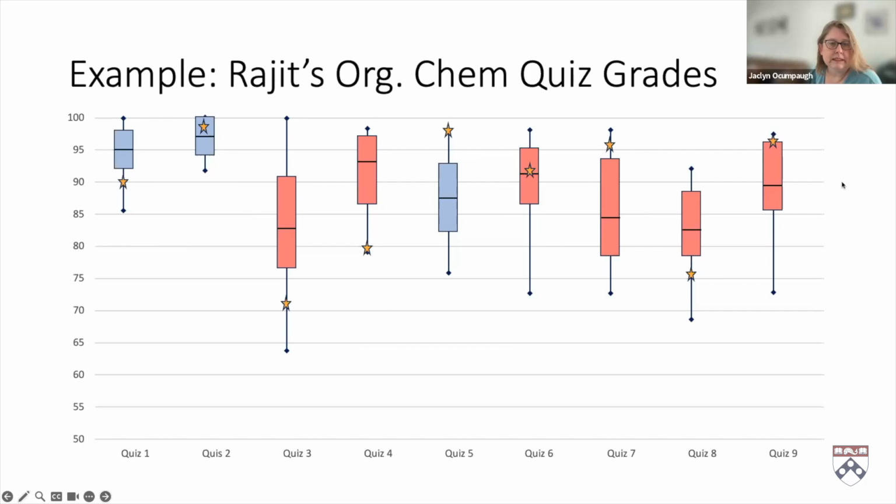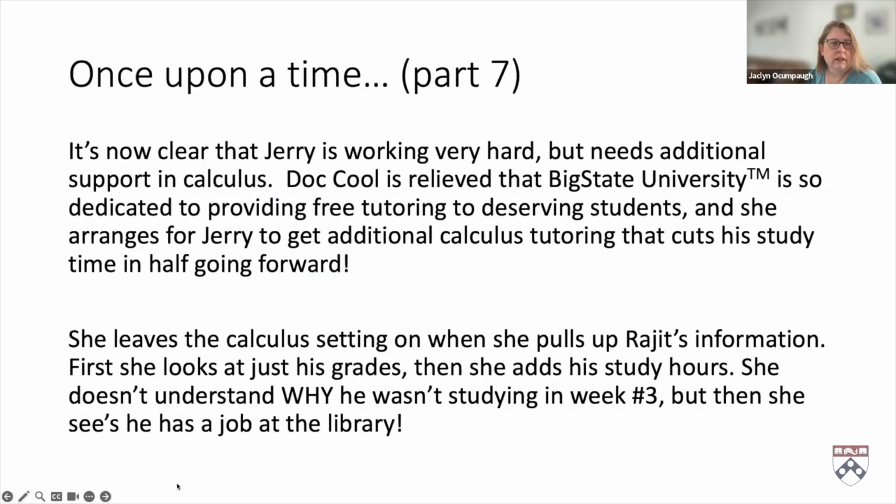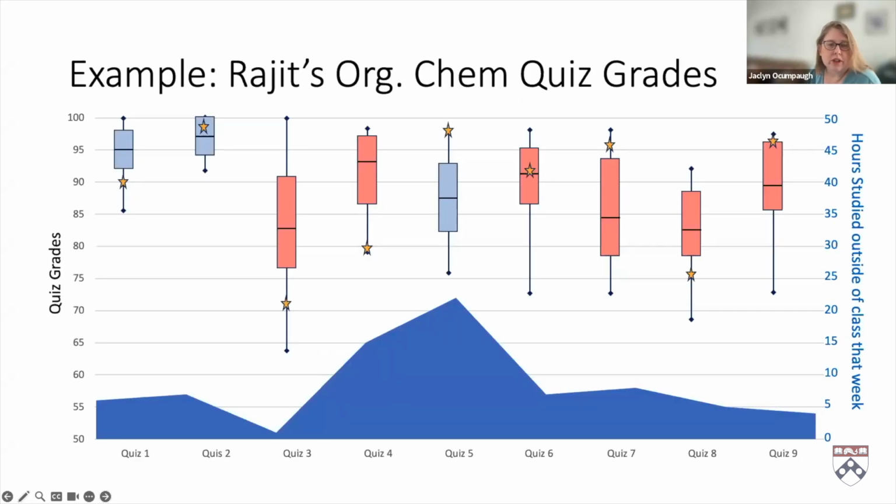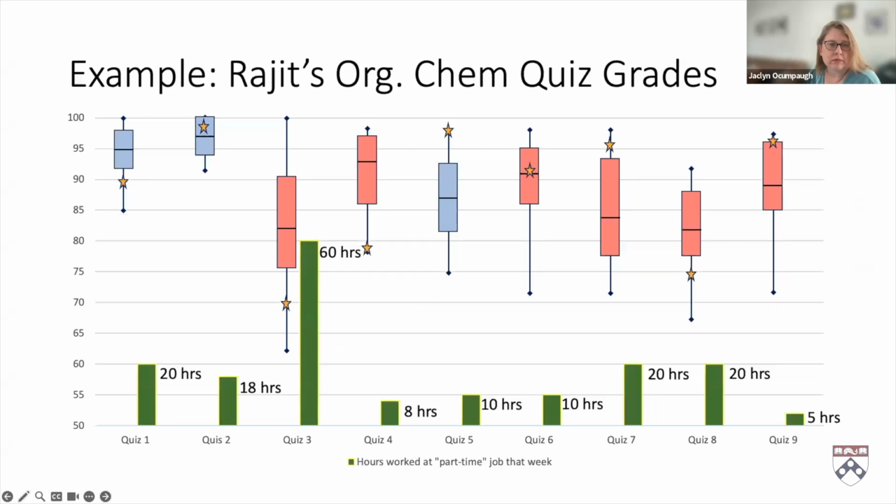Hmm, it doesn't look like calculus is the problem. First, she looks at Rajit's grades, then she adds his study hours. She doesn't understand why he isn't studying in week 3, but then she sees he has a job in the library.